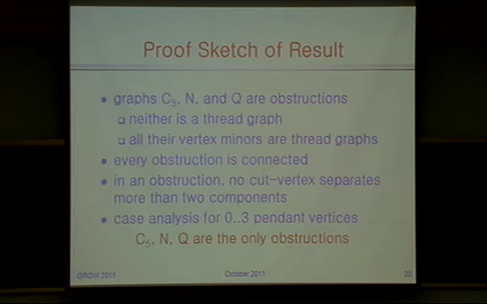And here is a logical argumentation: obviously C5 and Q are obstructions. Obstructions are connected, and in an obstruction, no cut vertex separates more than two components. And then we go through some case analysis that I will not bore you with, and the case analysis is based on the number of pendant vertices, and we conclude that these are the only obstructions. So hence our result, and that's the end of my talk. Thank you.